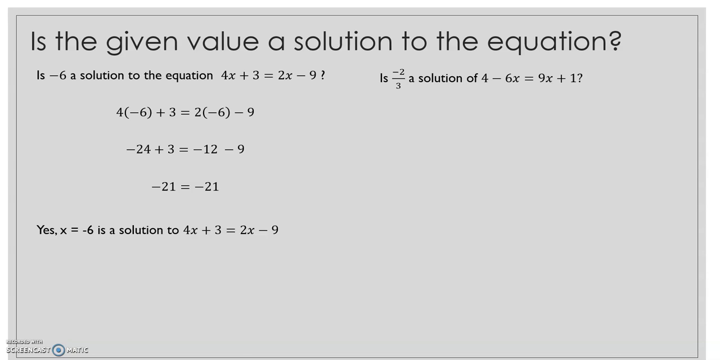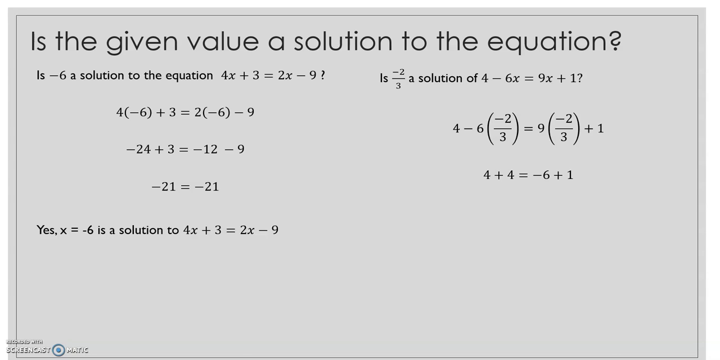Is -2/3 a solution of 4 minus 6x equals 9x plus 1? We're going to substitute -2/3 in for x in our equation. 4 minus 6 times -2/3 equals 9 times -2/3 plus 1. Simplify, and we have 4 plus 4 equals -6 plus 1.